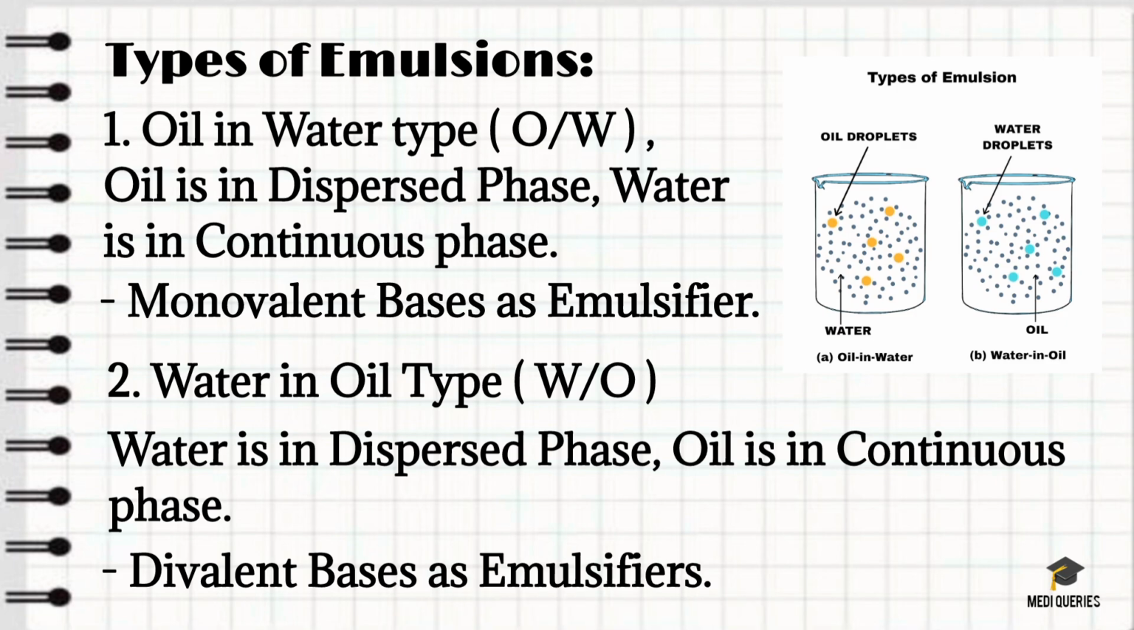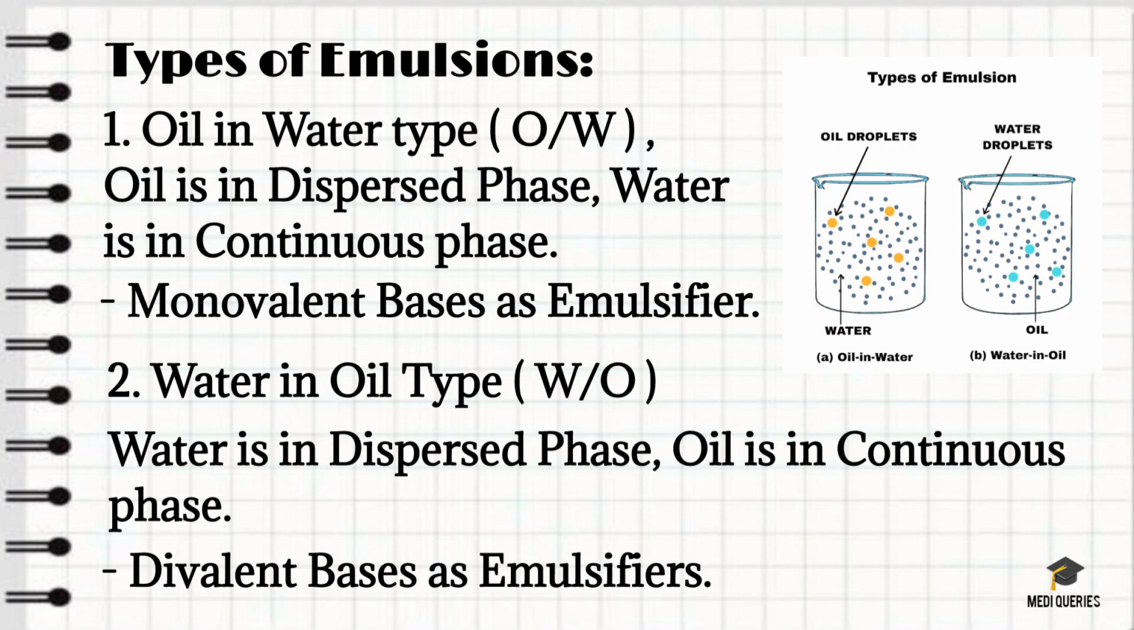In oil in water type emulsion, the oil is in the dispersed phase whereas the water is in the continuous phase. The O/W type emulsions are preferred for internal use only. In these emulsions, gum acacia, tragacanth, methyl cellulose, saponin, synthetic substances and soaps formed from the monovalent bases like sodium, potassium and ammonia are used as emulsifying agents. Here the monovalent bases are used.